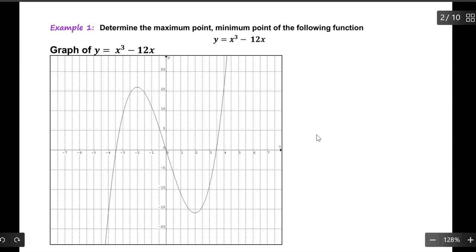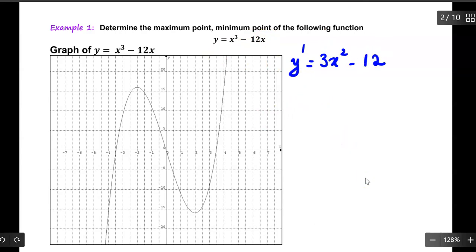So first of all, according to the definition or the rules, I have to find the first derivative. So I have y prime will be equal to 3x squared minus 12, right? Okay, so everyone remembers how to differentiate now, so we can differentiate very quickly.